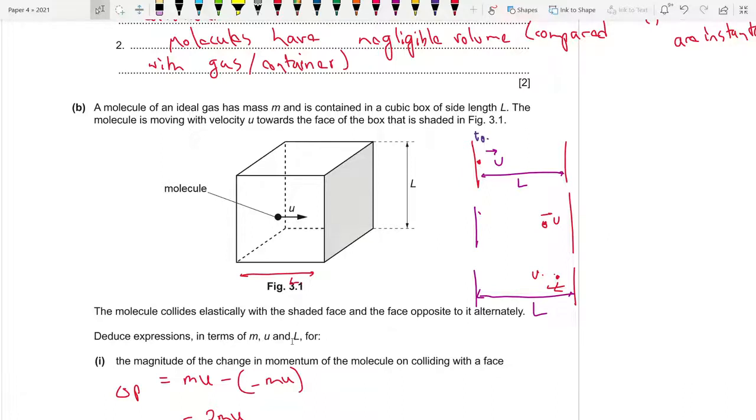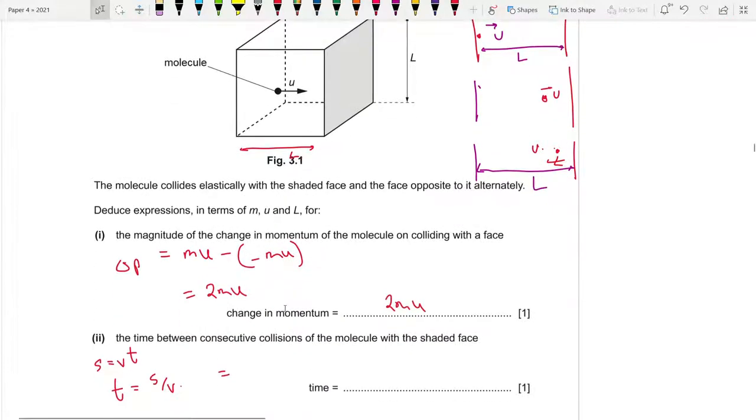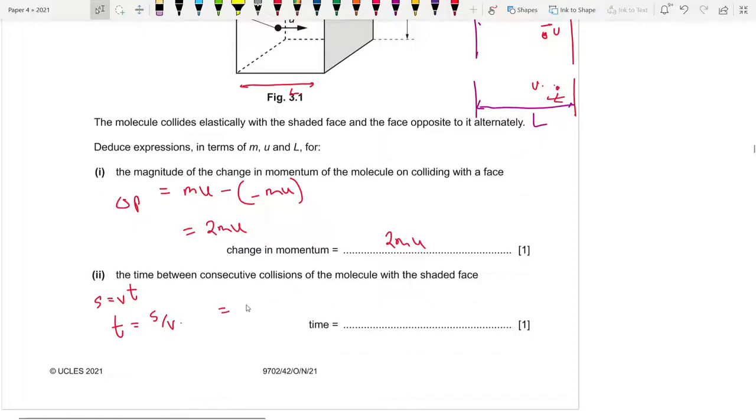So suppose you're on the wall on the left hand side, you just collided, the timer starts. Now you're going to move towards the wall on the right hand side, you're going to collide with it, and then you're going to go towards the wall on the left again. So you have to travel the distance L twice. That's the logic behind this. So the time will actually be 2L divided by u.